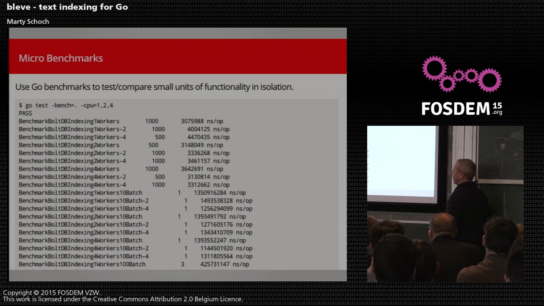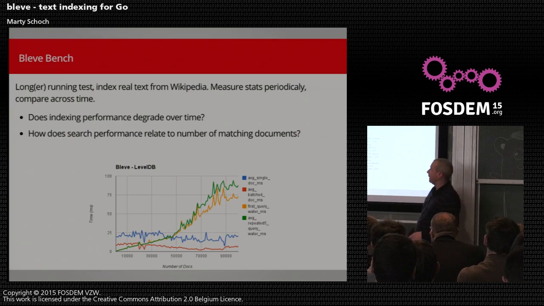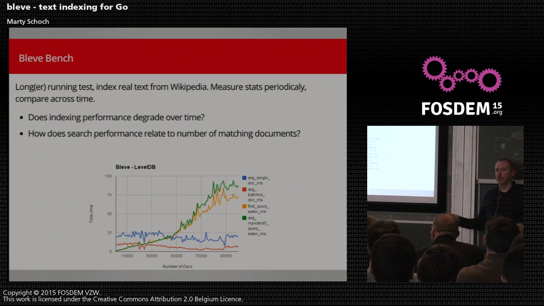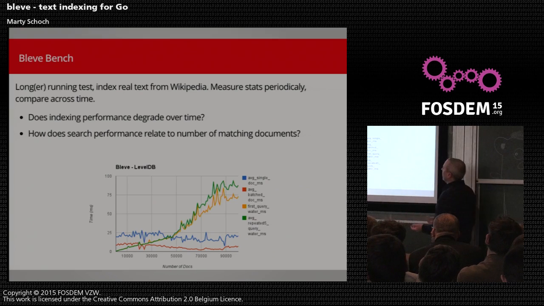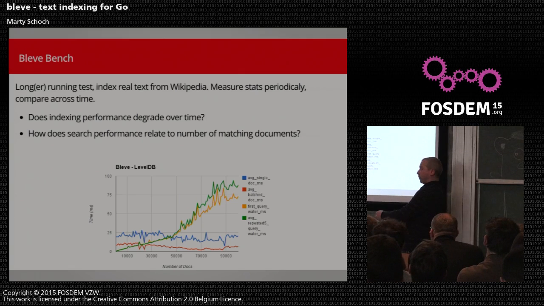But this is not always the best way to get at some of the things that we need to deal with. So we also created a utility called bleve bench. This is for more longer running tests, right? So in this case, we actually take real data from Wikipedia. We build up an index and we insert them in different ways. So we do some individual inserts, then we do some batch inserts, then we run some queries.